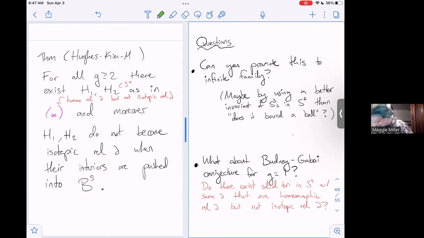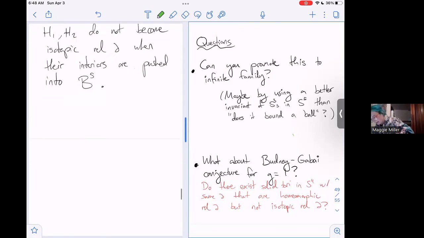And the second, I think, obvious question is, what about the Budney-Gabai conjecture for g equal to 1? So they can't construct solid tori that aren't isotopic rel boundary, and neither can we, for two very good reasons, their reason and our reason. But you could still ask, do there exist solid tori in S4 with the same boundary, homeomorphic rel boundary, but not isotopic rel boundary? That'd be really interesting. And it's also a common theme in dimension 4 for the genus 1 case to be the bad case. So it makes sense that this is the one that's still open.